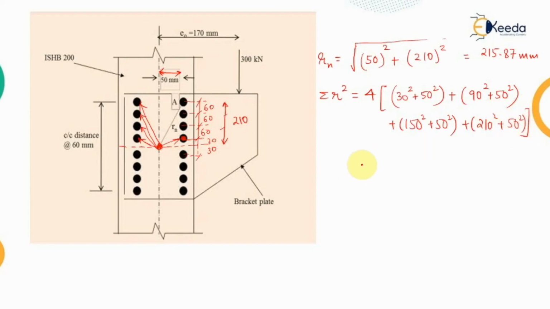So that is the total. Now if we add all these values, then we get the result as 342,400 square millimeter. That is the value of the summation R square.